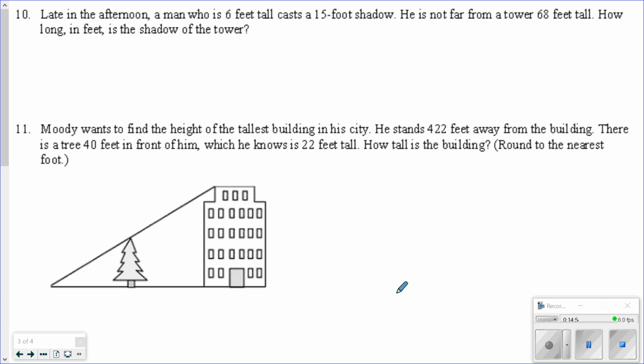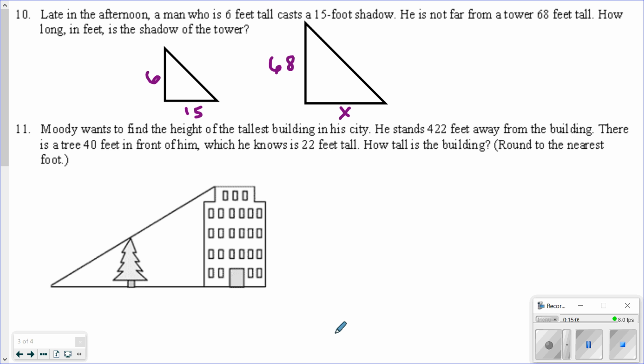Late in the afternoon, a man who is 6 feet tall casts a 15-foot shadow. He is not far from a tower that is 68 feet tall. How long in feet is the shadow of the tower? All right, I'm going to draw this situation out. So here is my diagram. So this is going to represent our man, and this is going to represent the tower. So I need to solve for x.